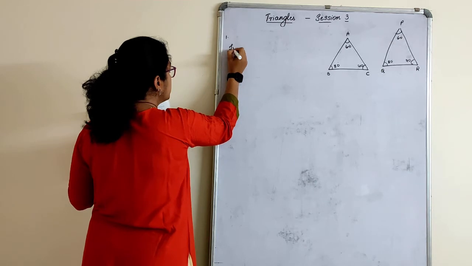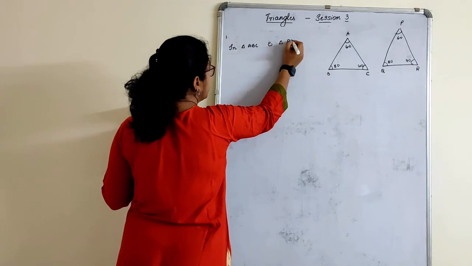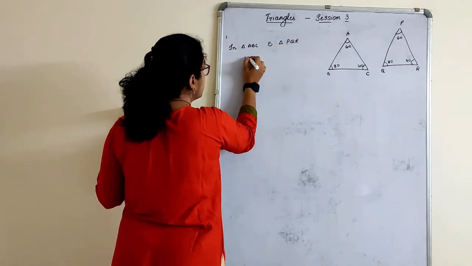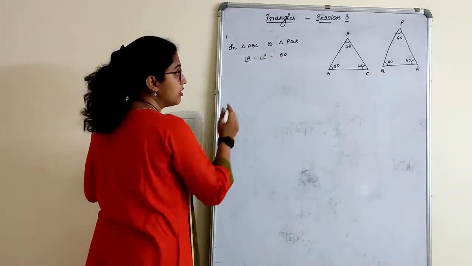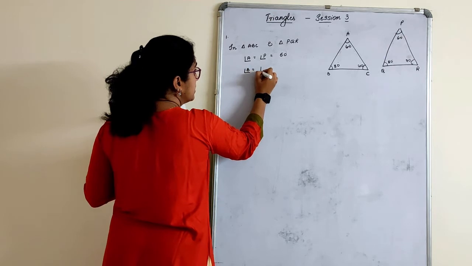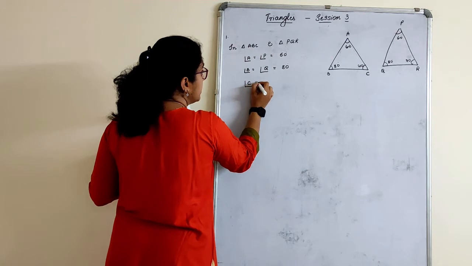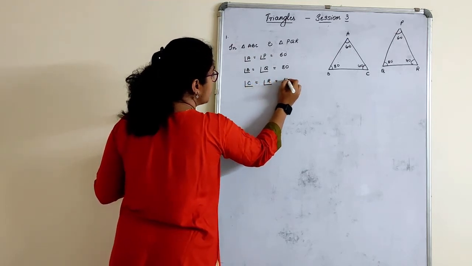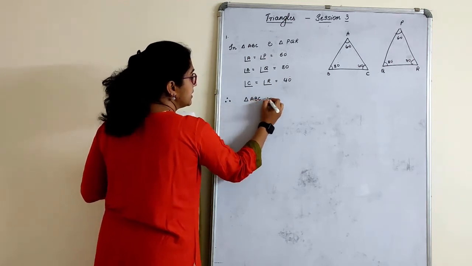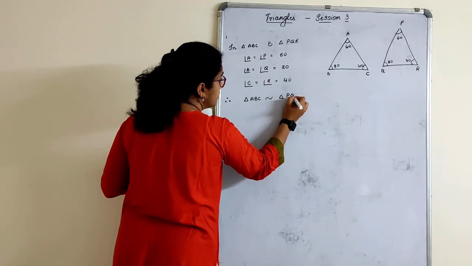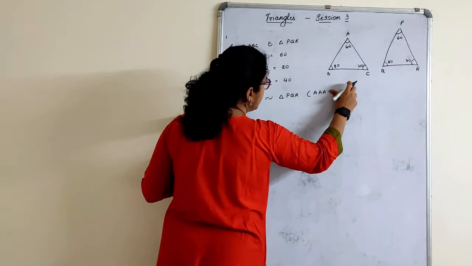First of all we will write here now. First one, in triangle ABC and triangle PQR, angle A is equal to angle P is equal to 60. We need to write all the angles. Angle B is equal to angle Q is equal to 80. Angle C is equal to angle R is equal to 40. Therefore, triangle ABC is similar to triangle PQR by AAA similarity criteria.